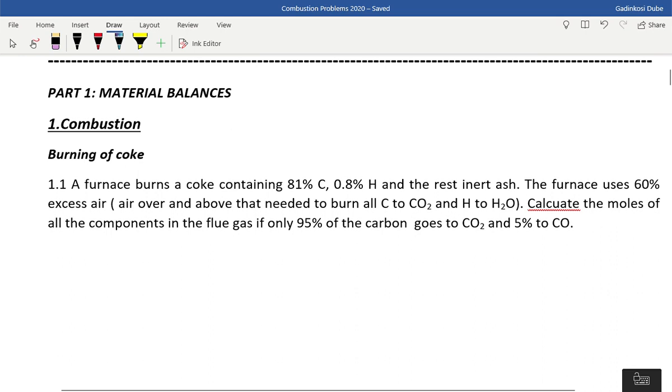So you can see now the one that produces carbon dioxide is a complete reaction, and the one that yields carbon monoxide is an incomplete reaction. So that has to be taken into account. You're also given the percentage excess air. Remember that in combustion problems, oxygen is always in excess, so you take the fuel as your limiting reactant. That's very important. So now let's look at how we determine the product gases.